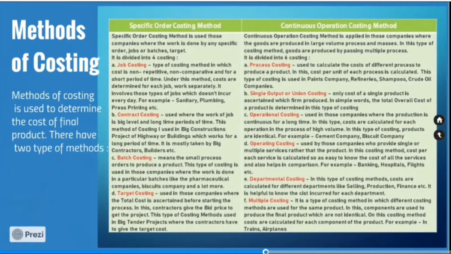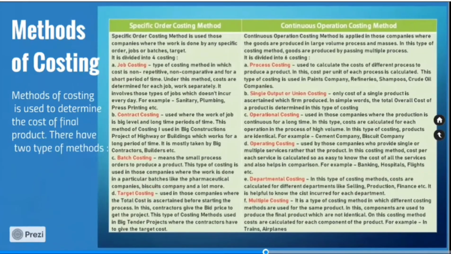For the second method, continuous operation costing method, it is divided into 6. First, process costing. Second, single output or unit costing. Third, operation costing. Fourth, operating costing. Fifth, departmental costing. And last is multiple costing.